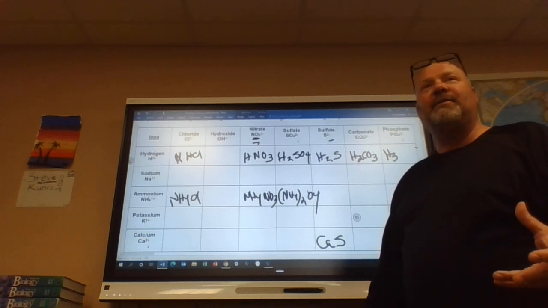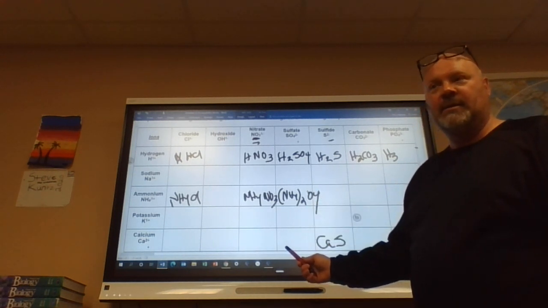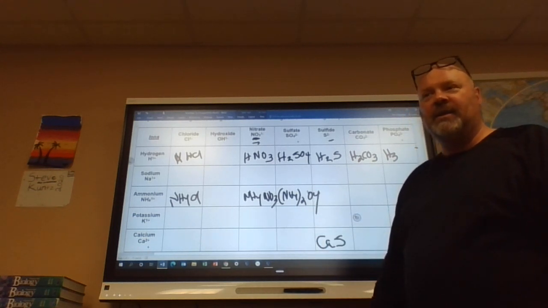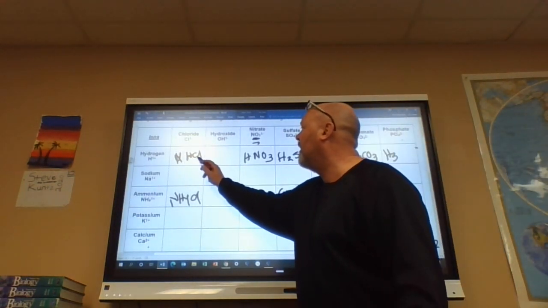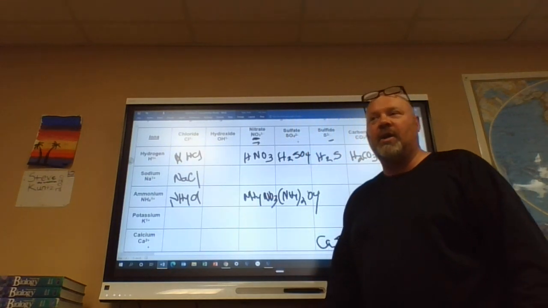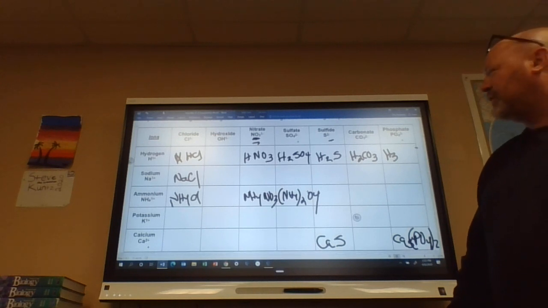Now, on the back side of your worksheet that you have on Tuesday, it's the same thing. They don't have any compounds, but you're just doing the same thing. You're writing lithium. You're basically doing this. HCl, NaCl. You're just writing it out like that. So that's what you're going to do on the next worksheet.